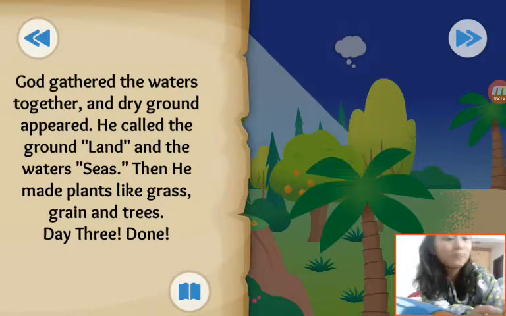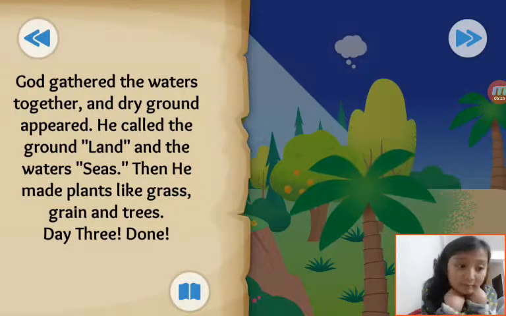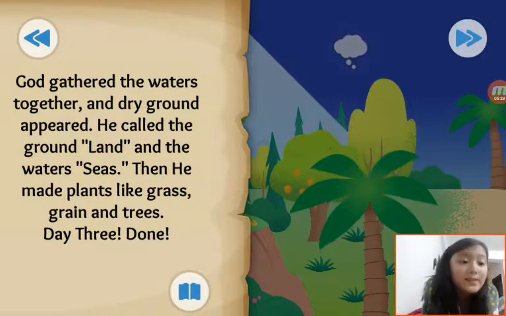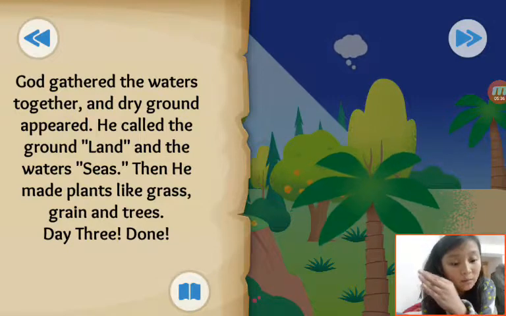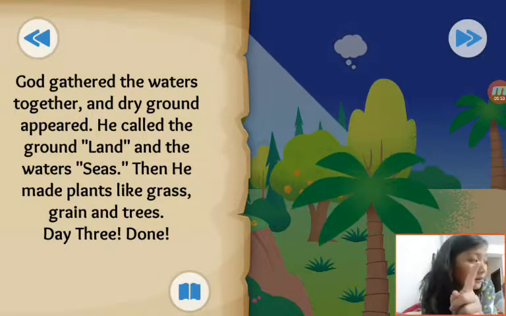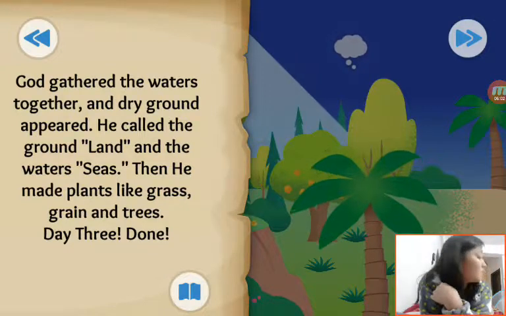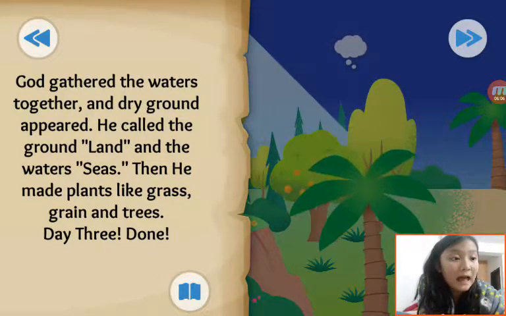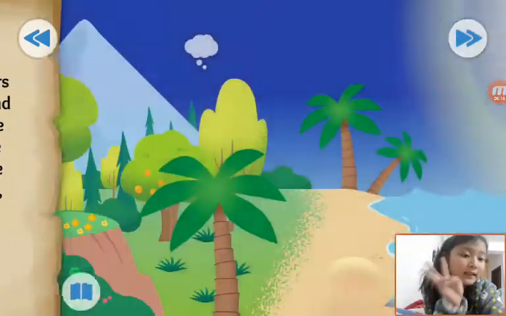God gathered the waters together, and dry ground appeared. He called the ground land, and the waters seas. Then he made plants like grass, grain, and trees. Day three, done. So the water was there, and God separated it. He put water in one place that is called sea, oceans, lakes, many water resources, and the dry part came. We called that land. Yeah, that was what God has done on the third day.